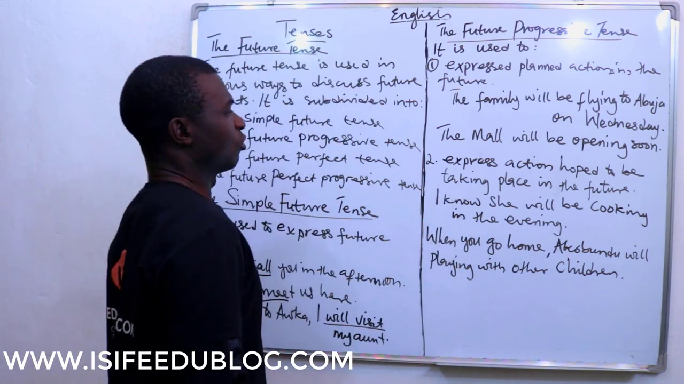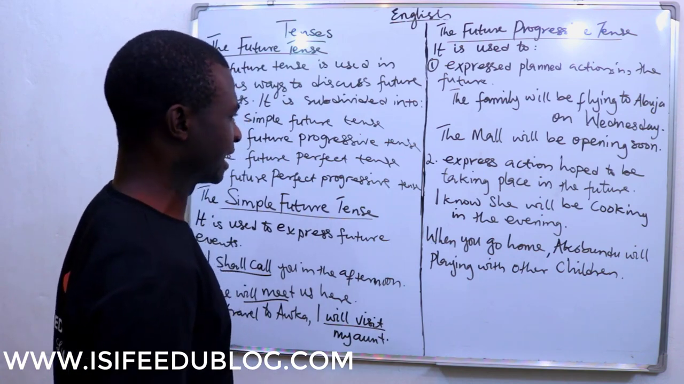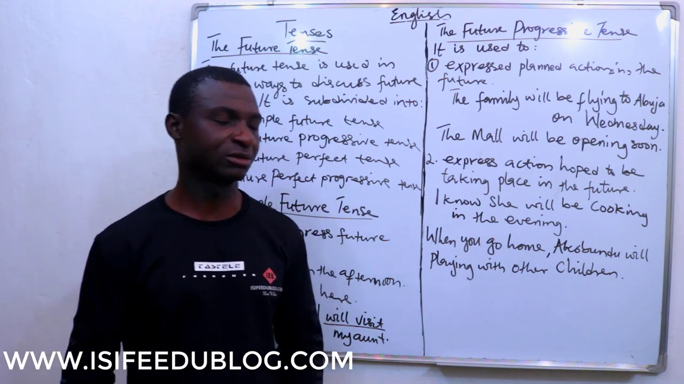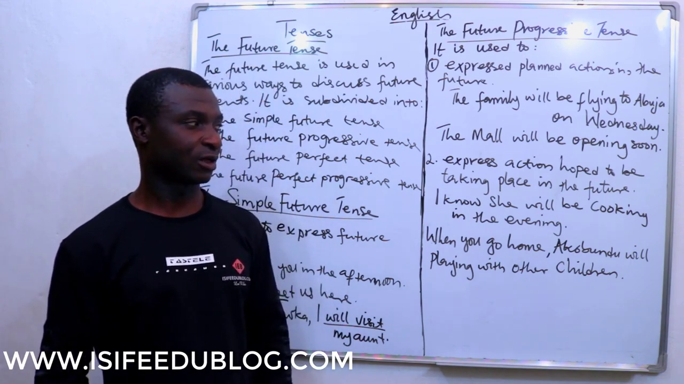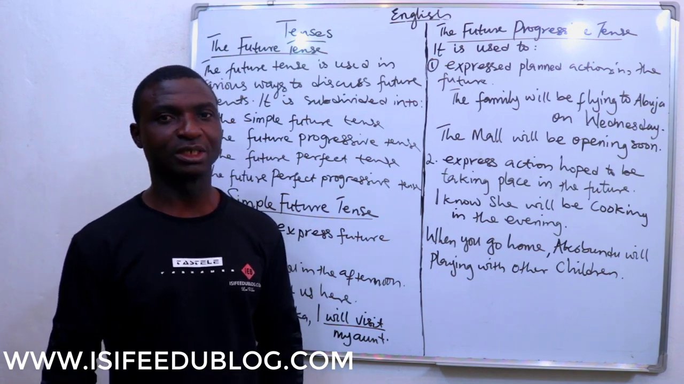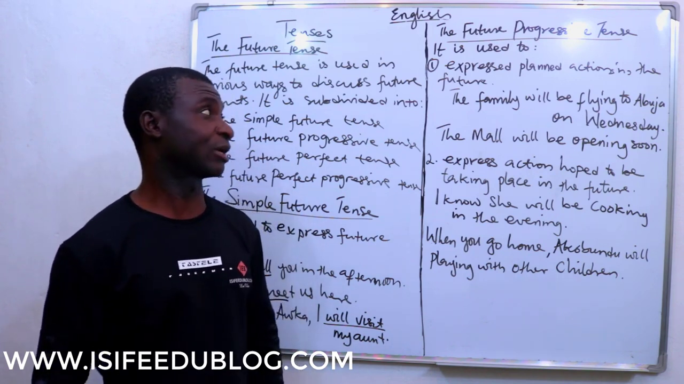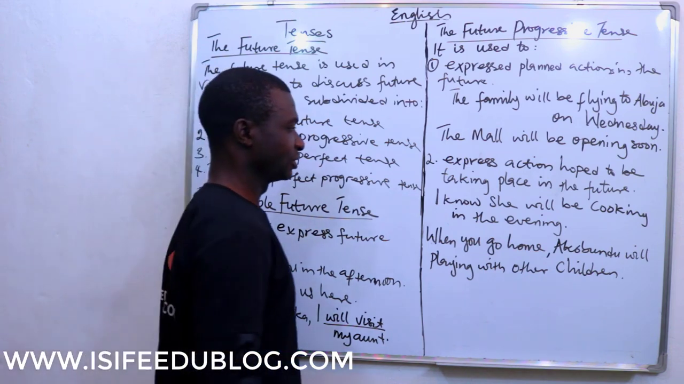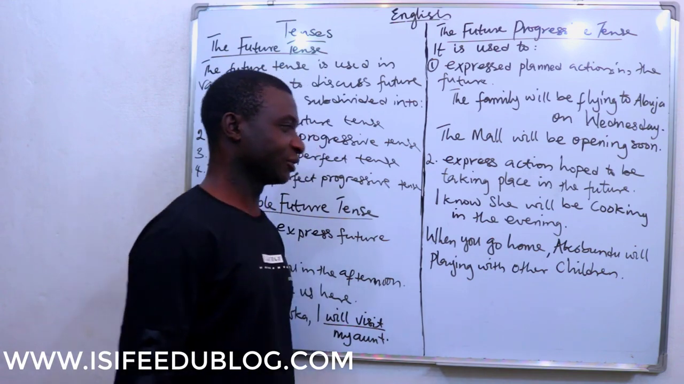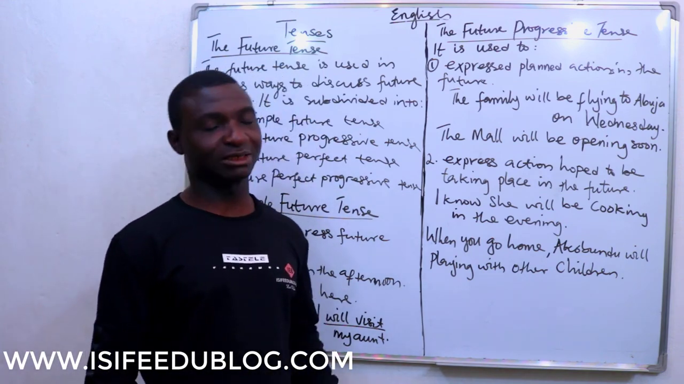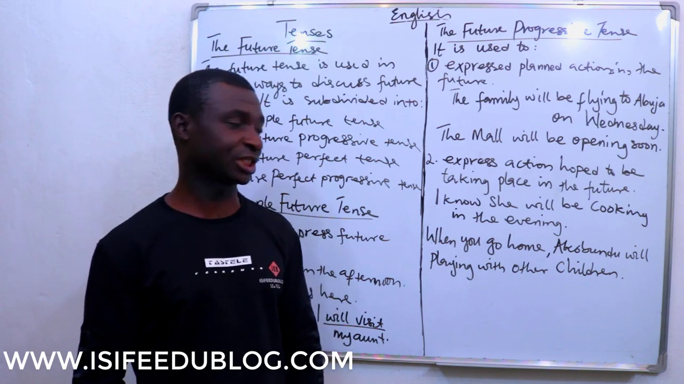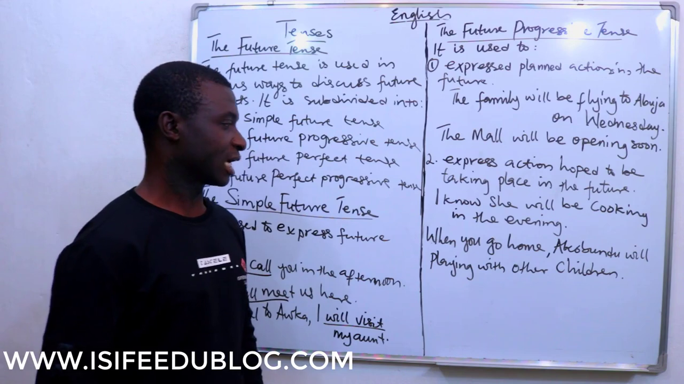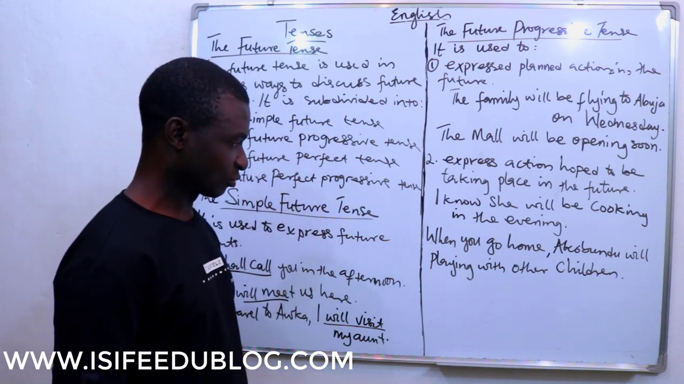2, we also use the future progressive tense to talk of what we hope, a situation we hope to see in the future. It might not be so definite because this is not a planned kind of thing like we had in the first instance. I know she will be cooking in the evening. You are not sure, but this has been the usual schedule, so you believe this will also be happening as usual. I know she will be cooking in the evening.